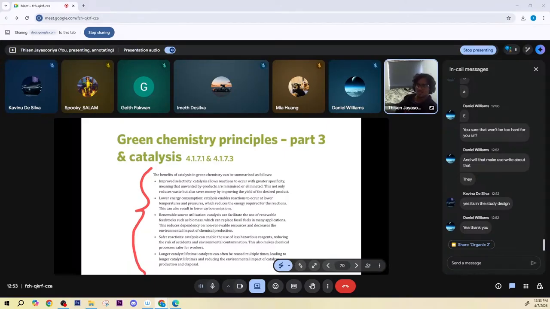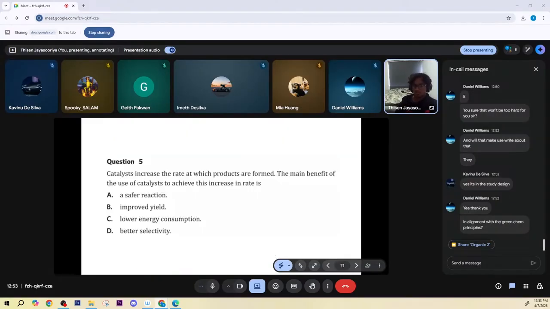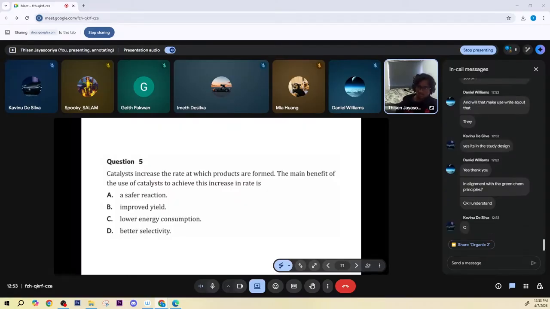Yeah, essentially, catalysts can help us reduce the requirement on our use of renewable resources. Yeah, catalysts can create safer reactions because we don't have to run them at such high temperatures. Yeah. In alignment with the green chem principles. So it's in alignment with the green chem principle catalysts, right? So here, catalysts increase the rate of reaction at which products are formed. The benefit of the use of catalysts to achieve this increase in rate is a safer reaction, improved yield, lower energy consumption, better selectivity. What do you guys think? What do you think is the main benefit?